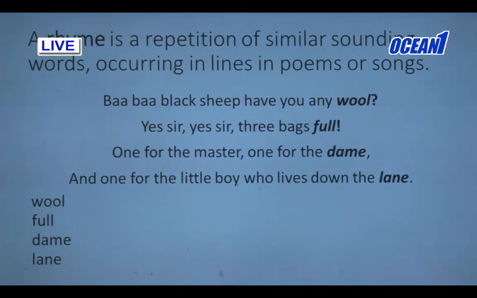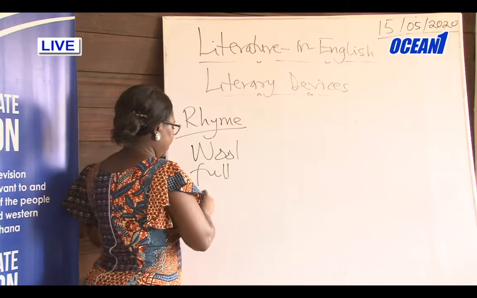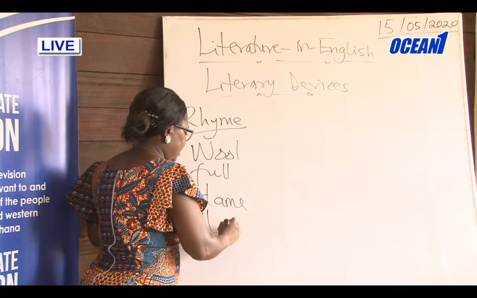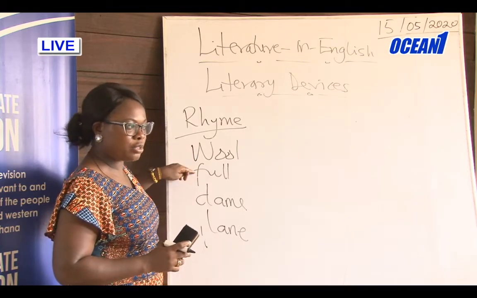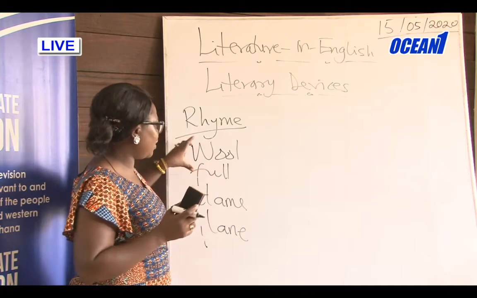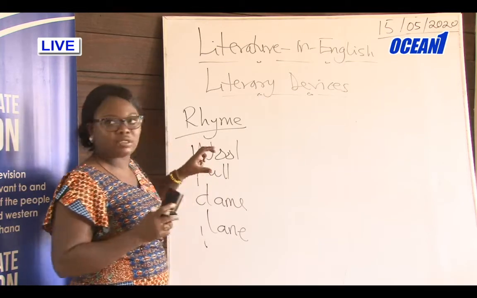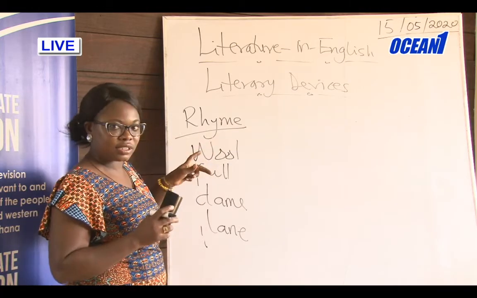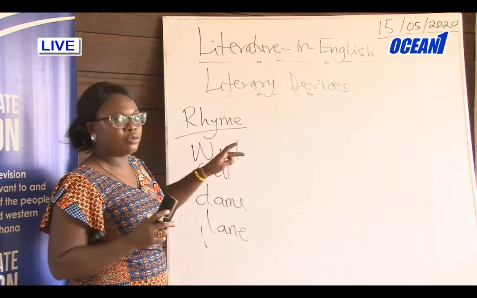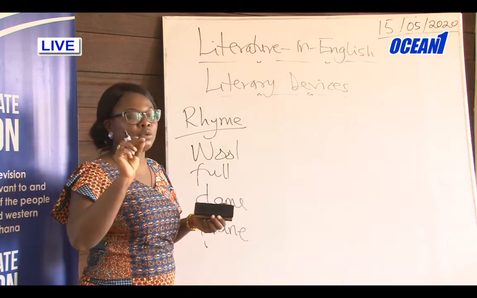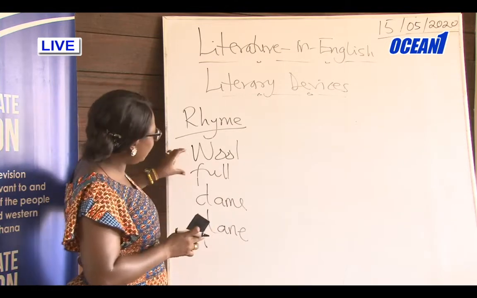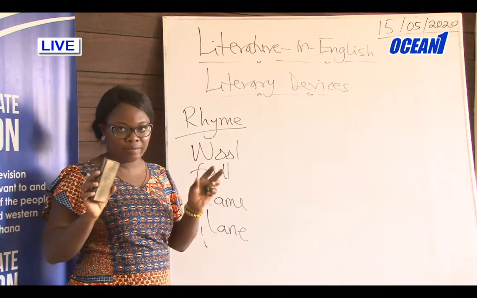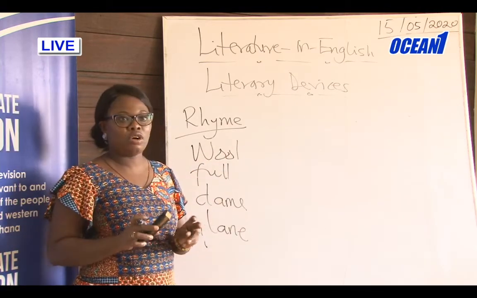So here you realize that we have the words wool, fool, dame, and then lane. So we can hear wool, fool. The sound is similar, though they don't have the same spelling. If you use the spelling, you are going to get it wrong. But if you use the sound, then you hear wool, fool. So you hear the sound ool. And then we have dame, lame. So you hear a. So you say that wool and fool rhyme, and then dame and lame also rhyme.